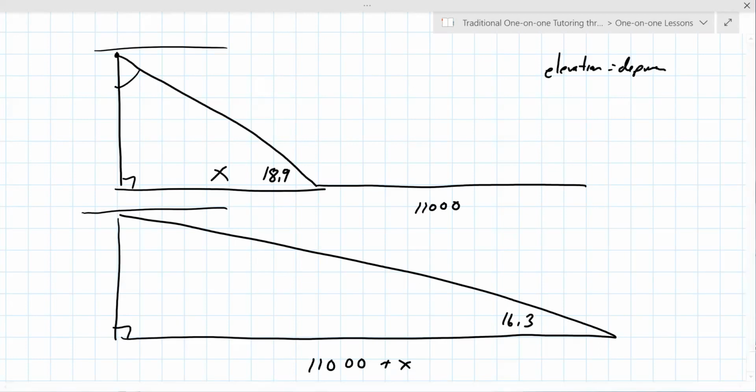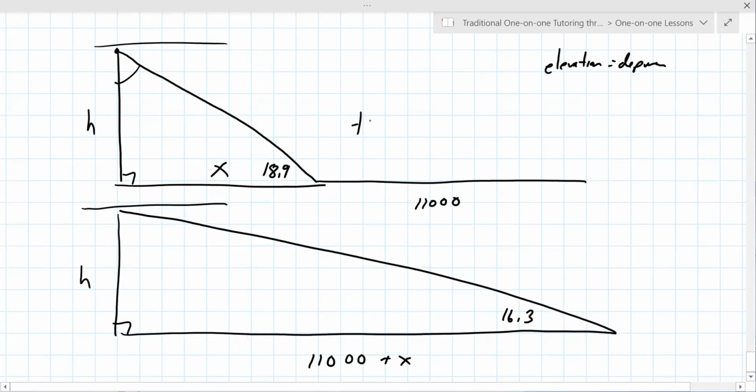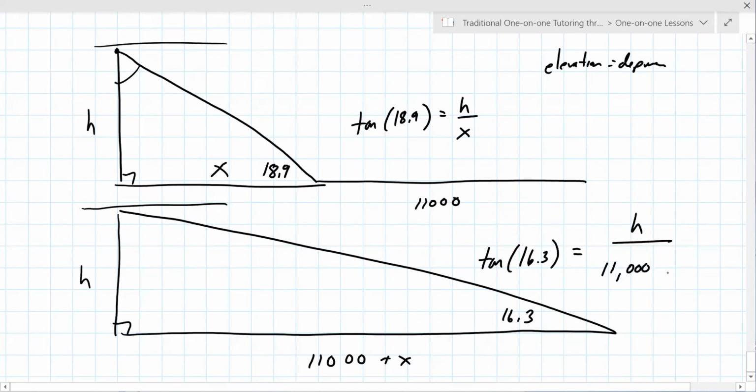And we don't know the height. Is that right? We do not know the height. So here's the height. We can make two equations, two unknowns. The first one is the tangent of 18.9 equals h over x. The second one is the tangent of 16.3 equals h over 11,000 plus x.